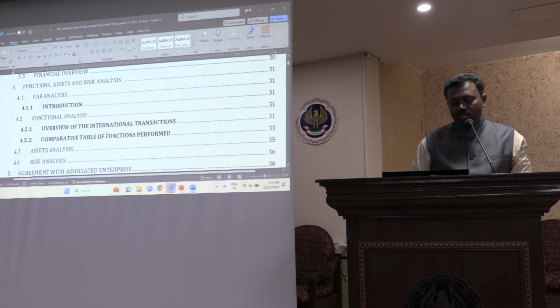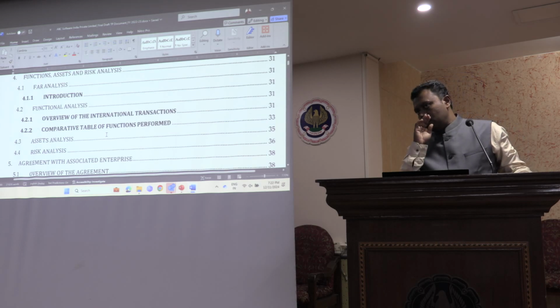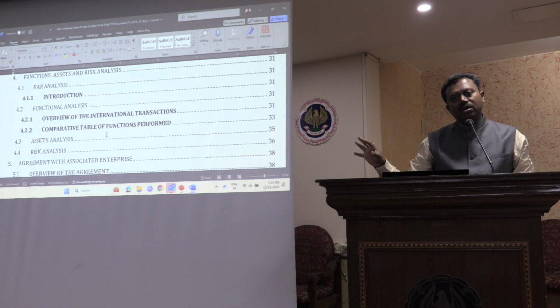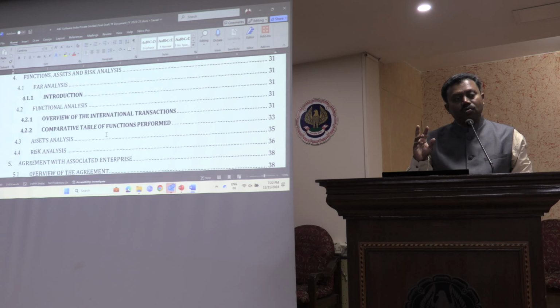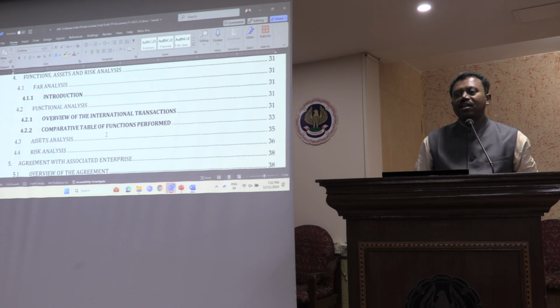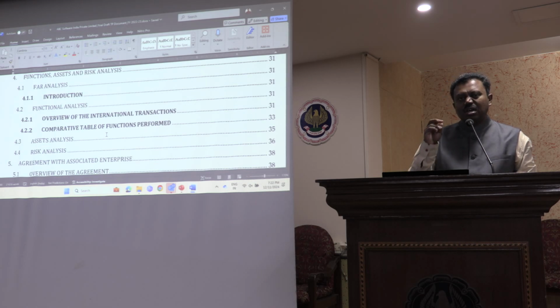Once we do this, we do the functions, assets and risk analysis. This is a very, very tricky part. We can write all the theory that is available in the world, but whether it is the CAs or the department or the tribunals or the courts, all of us equally fail at quantifying. That is the reason in several judgments you can see the benefit of these adjustments is not more than 0.5 to 1%.